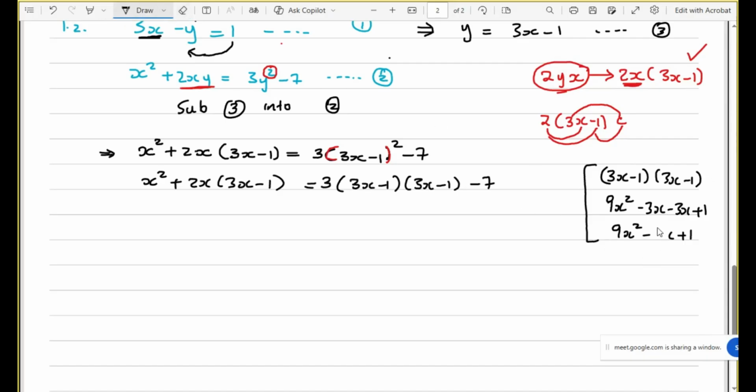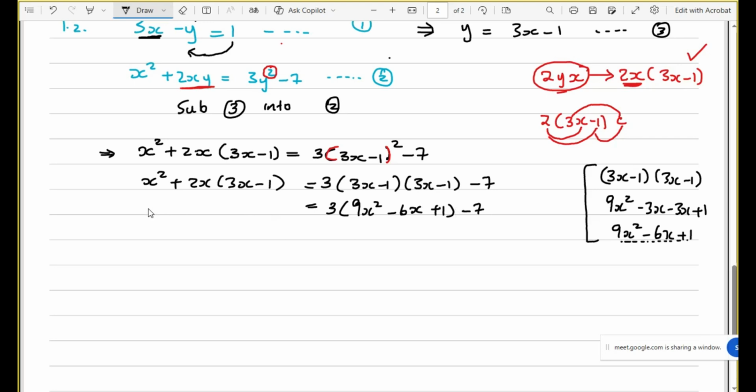Okay, so this will be minus 6x plus 1. When you look at this, you need to take all this information and multiply it by 3. So this will be 3 into 9x squared minus 6x plus 1, then you minus 7.